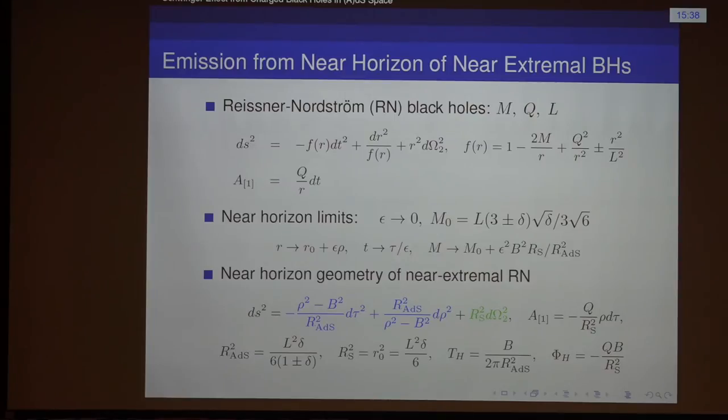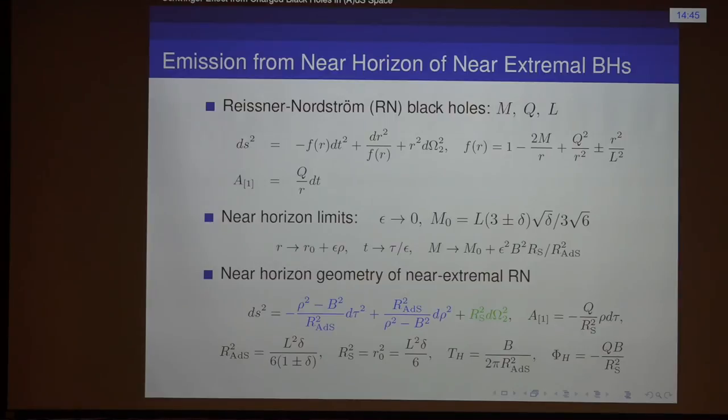We consider the Near-Horizon geometry limit, just rescaling the radial coordinate by the extremal radius plus epsilon rho, and also rescaling the time coordinate. The mass is very close to the extremal mass, with a small deviation, and this deviation indicates that this black hole has a very tiny Hawking temperature. This is why we call it near-extremal.